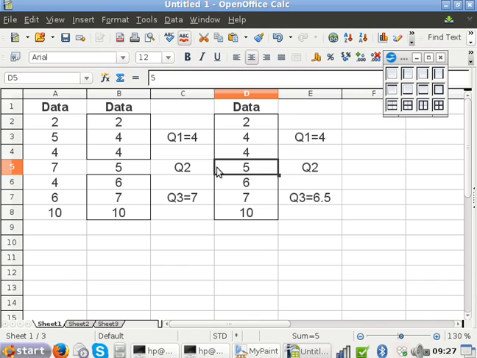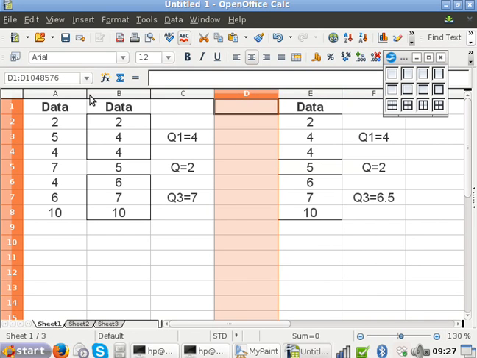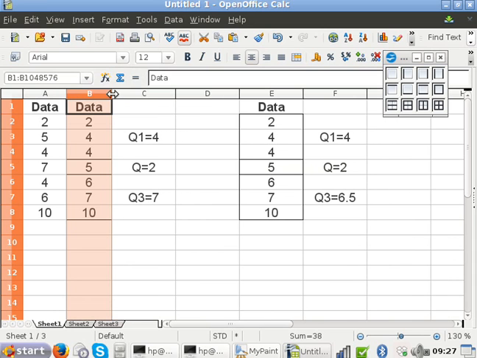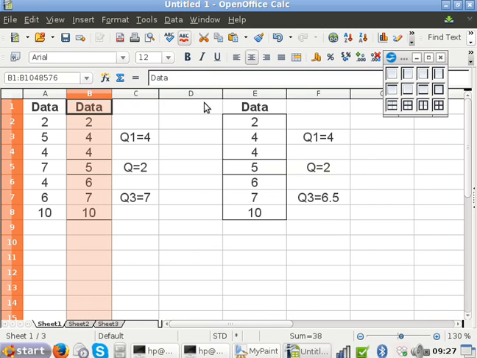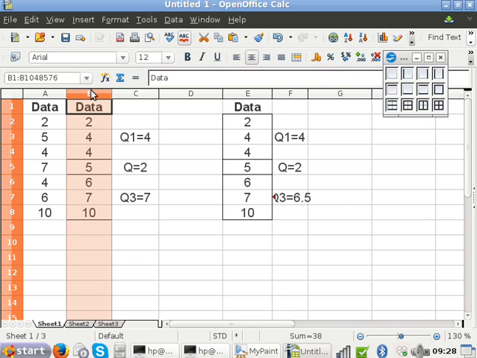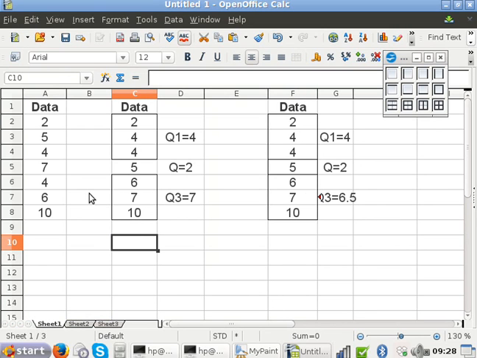In fact, there is one more method, which I'll show you in a minute, but I'll just let you write this down. This is when a question comes to calculate the quartile. The quartiles, yeah. Mm-hmm.